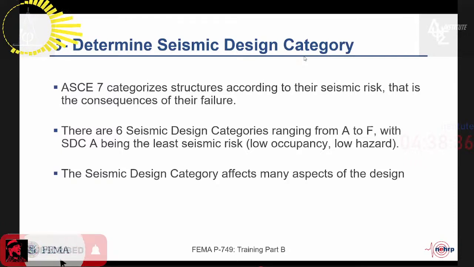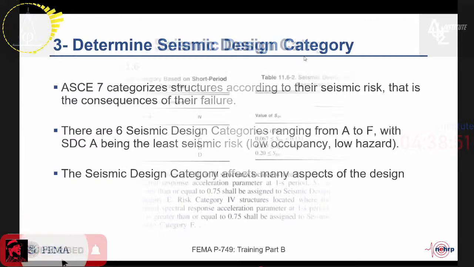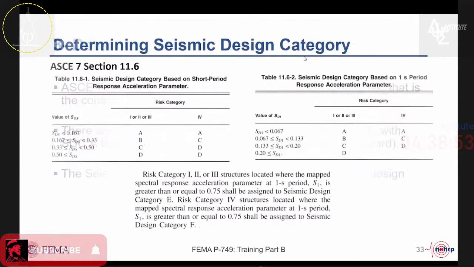The seismic design category affects many aspects of the design, including the types of structural systems that can be used, and also the analysis procedures that can be used to determine the design seismic forces on the elements of the seismic force resisting system.